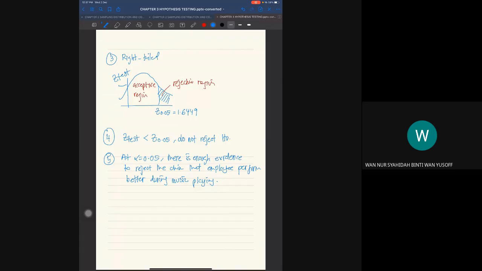So if you are the manager, should you turn on the music during working hours? No. So you should not turn on the music during working hours based on this hypothesis. So now we make our decision: no need to turn on the music during working hours. Any questions so far?